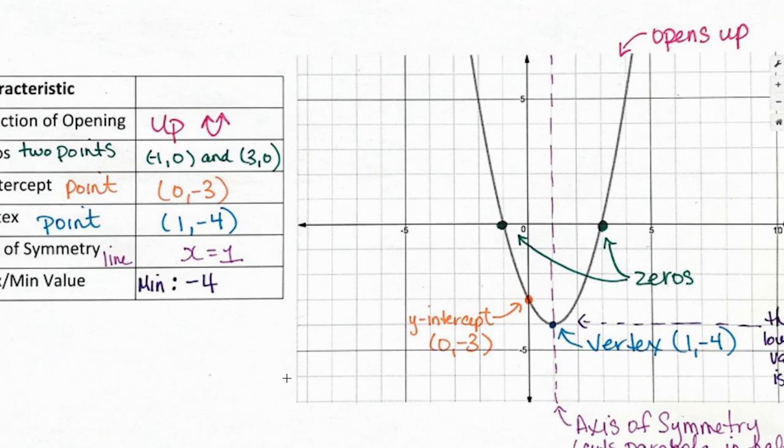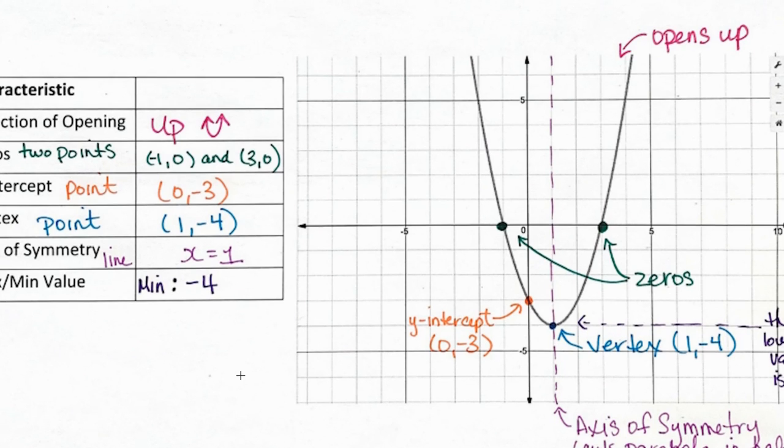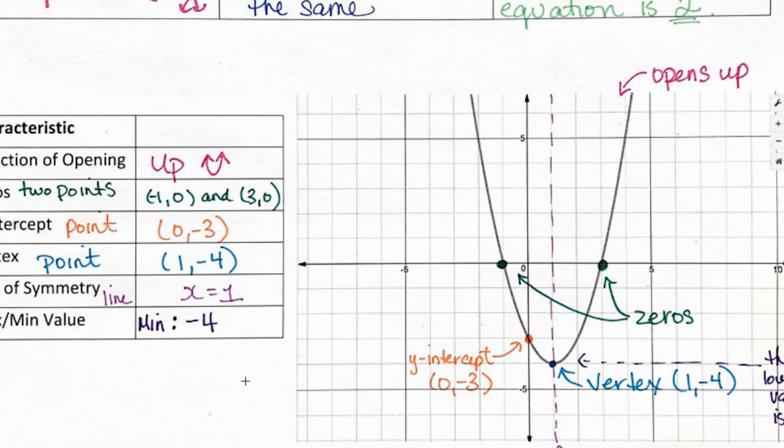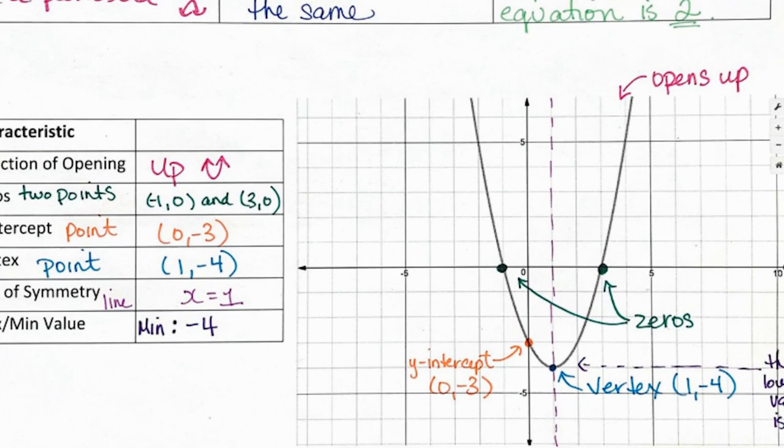So the first thing, like I said earlier, actually, is the direction of opening. So parabolas can open 2 ways. They can open up like this one here, or they can open down like this one here. And if we look at this parabola right here, we see that this one opens up. So the direction of the opening, if I was going to put little arrows here to show that it goes on forever, they would be pointing upwards.